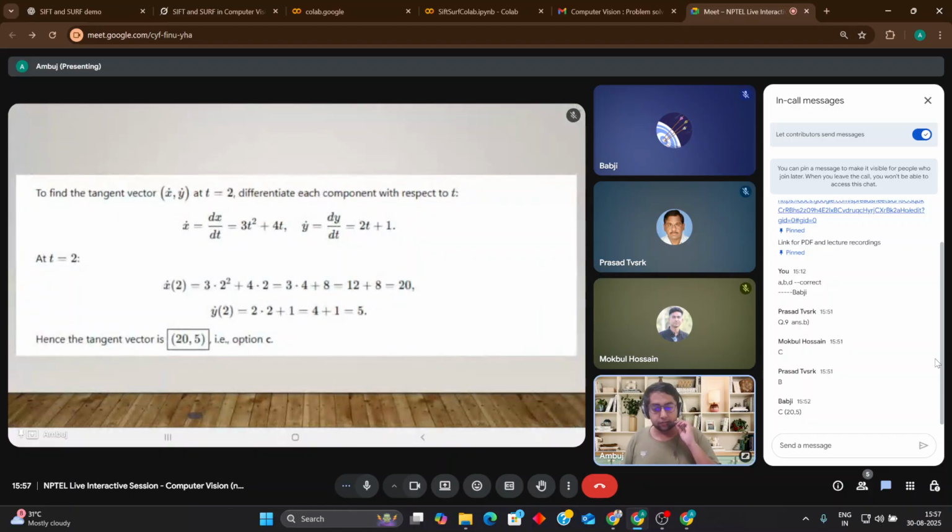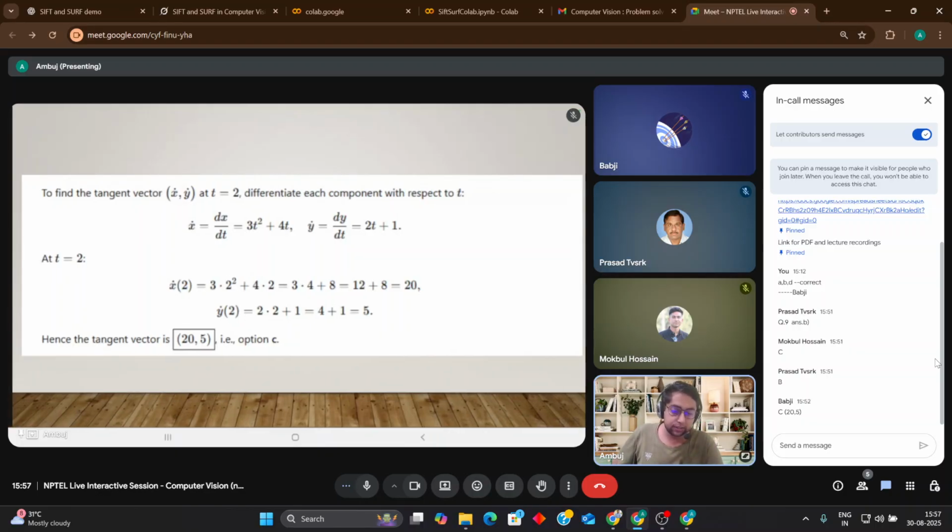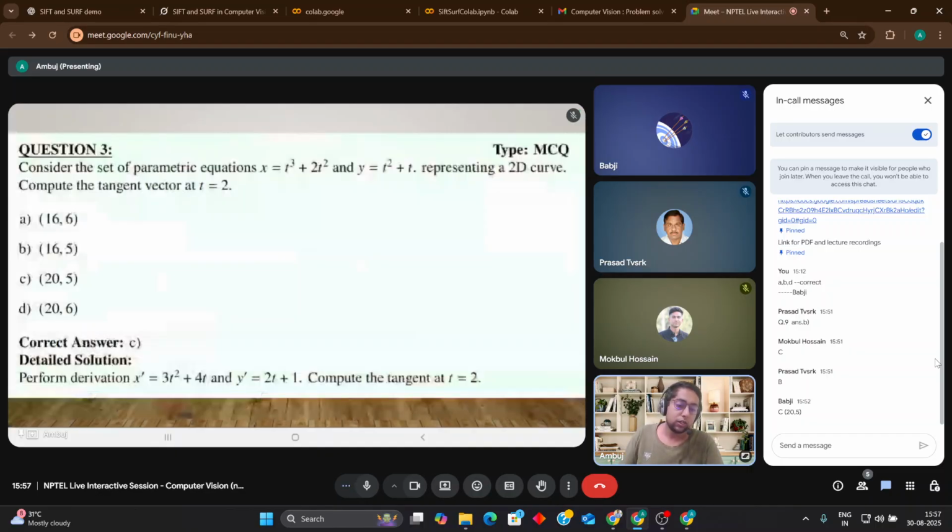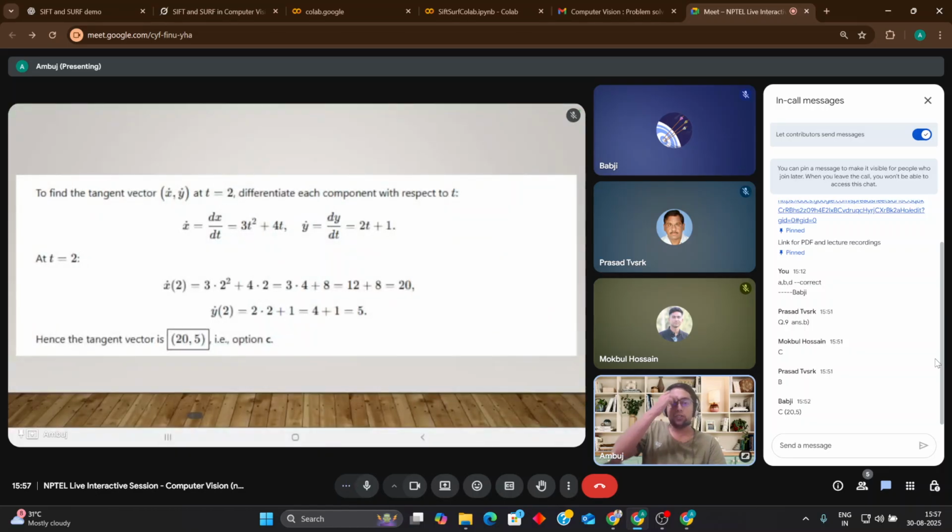To find the tangent vector, first of all, you have to differentiate that particular expression. The equation has been given in parametric coordinates. So x has been given as t cube plus 2t square, y has been given as t square plus t. Differentiating x with respect to t, you get 3t square plus 4t, and differentiating y with respect to t, you get 2t plus 1.